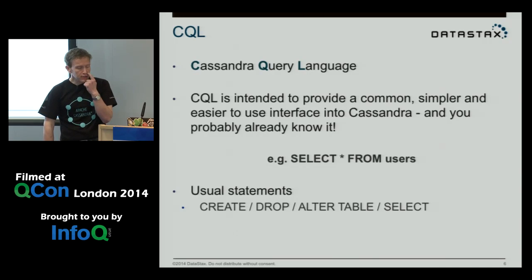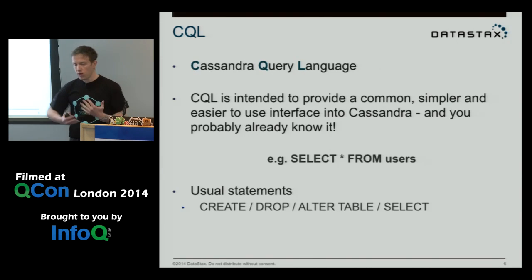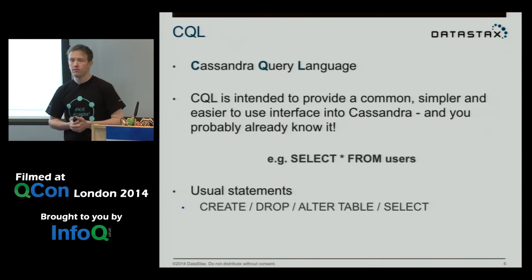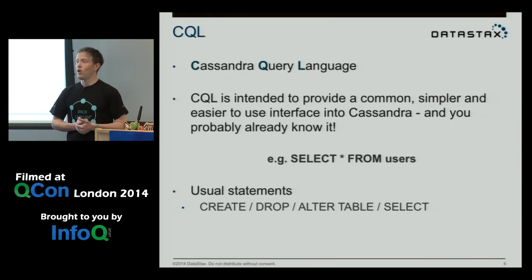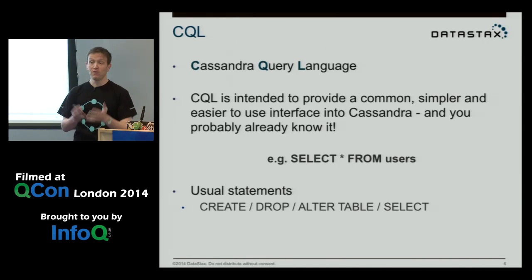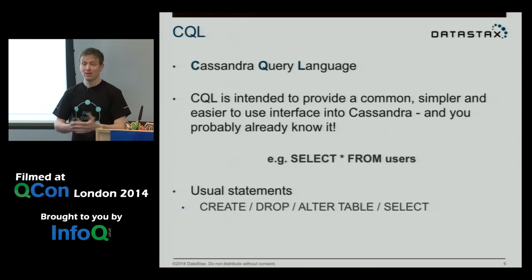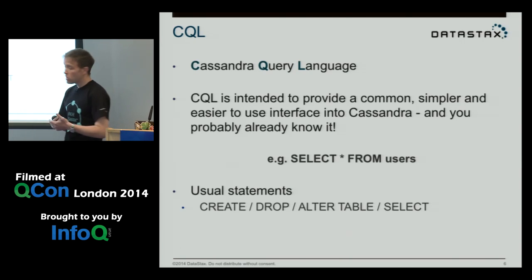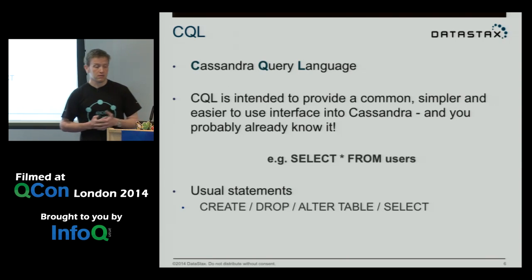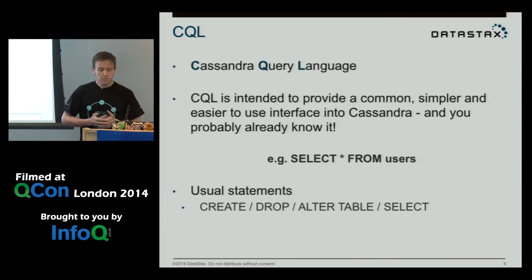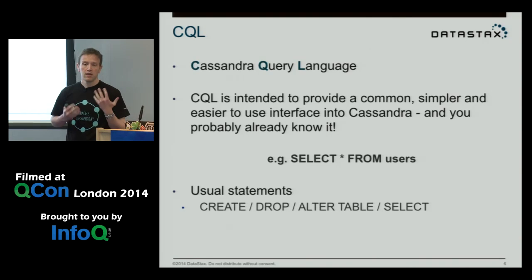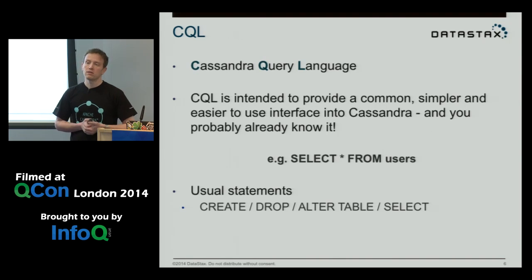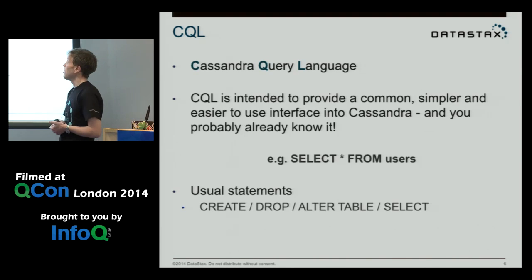So just to start, I'll give you a quick run through CQL. How familiar is everybody here with Cassandra? Have you used it before? Great. So hopefully you know what Cassandra is. It's a distributed database. CQL is the Cassandra Query Language. It was really intended to make it much simpler for developers to query and model, and you probably already know it if you've come from an SQL background.